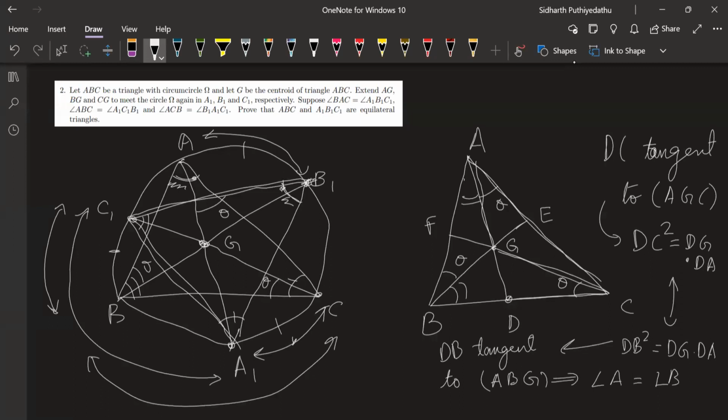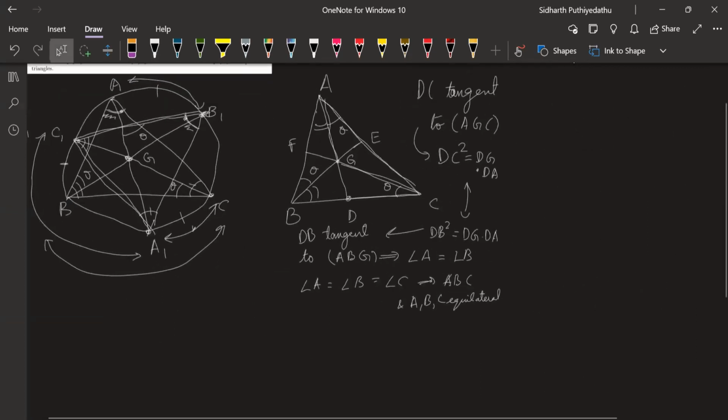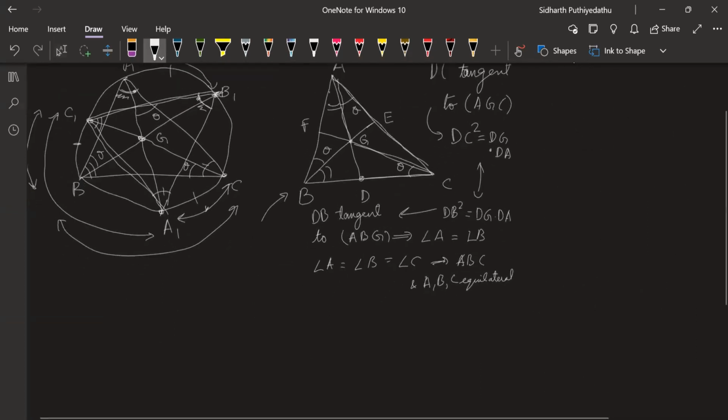And similarly, angle A is equal to angle C, and angle C is equal to angle B, just applying the same tangency argument. So then angle A is equal to angle B is equal to angle C implies ABC, and by similarity, A1, B1, C1 equilateral. And once you've gotten here, there are other ways to finish as well.